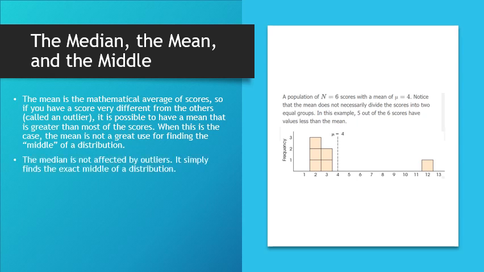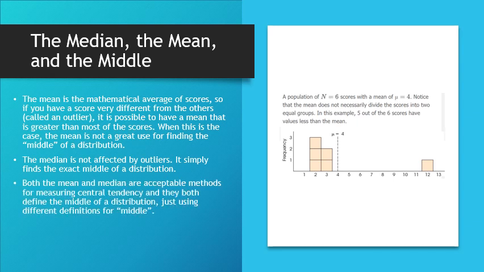The median is not affected by outliers. It simply finds the exact middle of a distribution. Both the mean and median are acceptable methods for measuring central tendency, and they both define the middle of a distribution. They just use different definitions for middle.